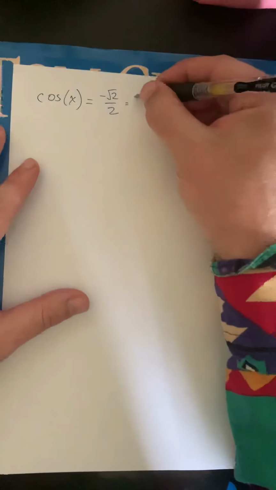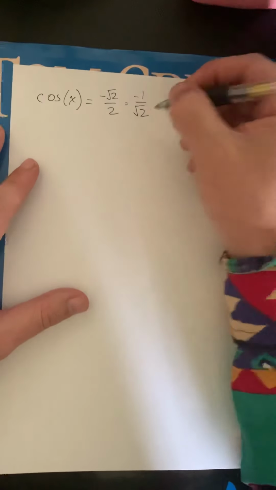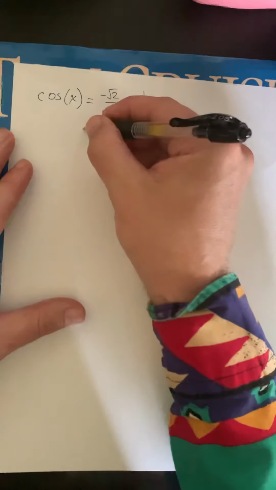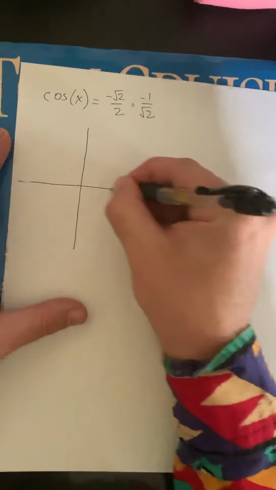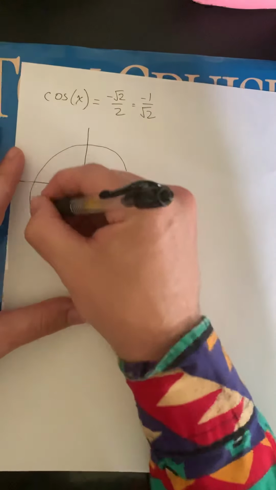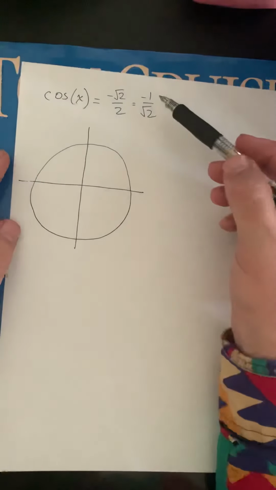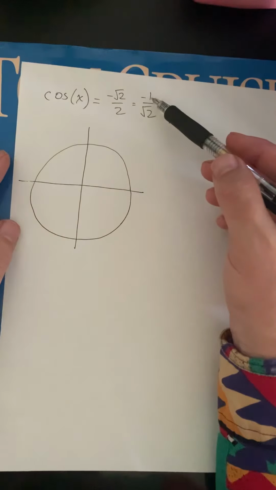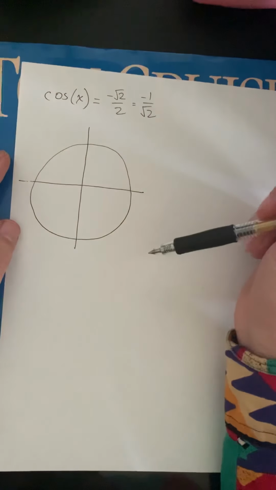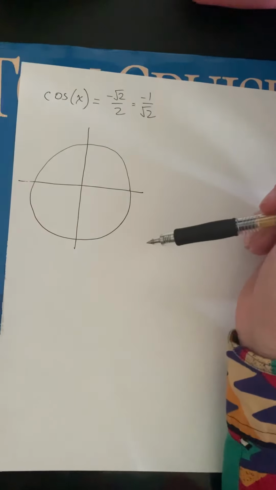If you unsimplify it, recall, it would look like this, 1 over root 2. And so that makes it a little bit easier to draw the triangle. So we'll start our process here. I'm drawing a big old unit circle. Okay. Now, when does cos have a value of 1 over root 2? Well, we know this is cos. We know it's an x value.